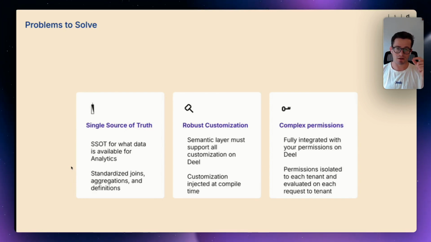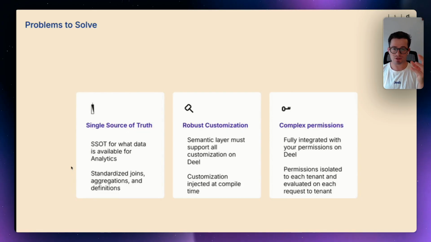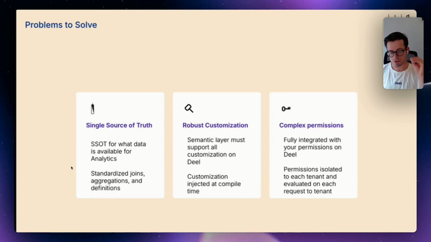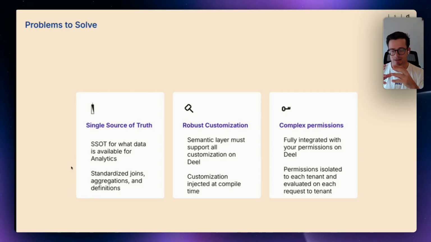And so maybe these are custom fields. Perhaps this is some customized object. Maybe it's a customized organization structure for that particular organization on Deel. There's all these kinds of customizations that we need to be able to inject into that particular organization's version of this semantic structure.